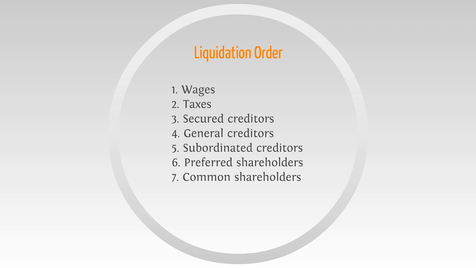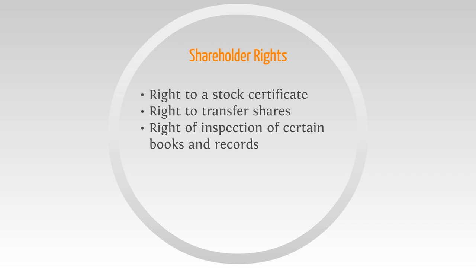Since common shareholders can receive a lot of the gains, they also take a lot of the risk, and we can see that here in this bankruptcy liquidation order. They're normally at the bottom with preferred shareholders just above them. Common shareholders do have certain rights, however: the right to a stock certificate, to transfer shares, and the right of inspection of certain books and records of the corporation.